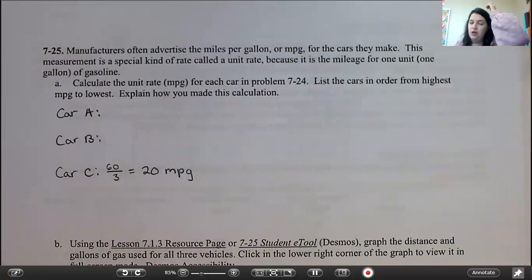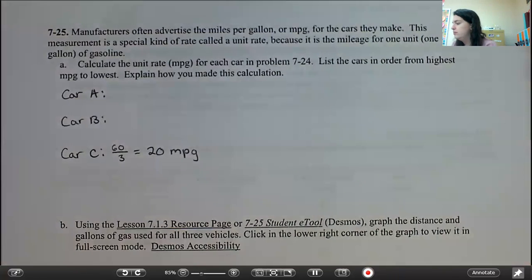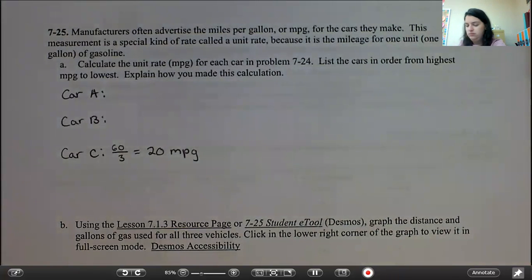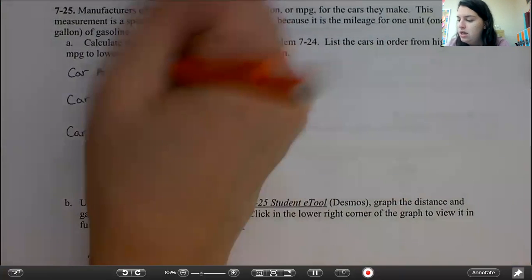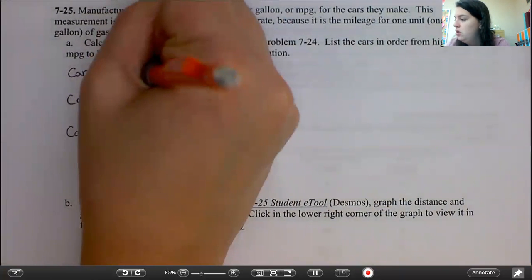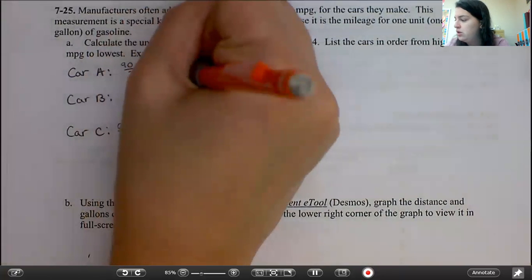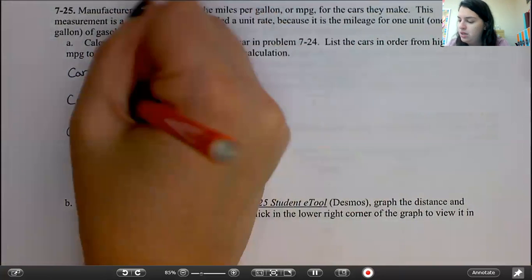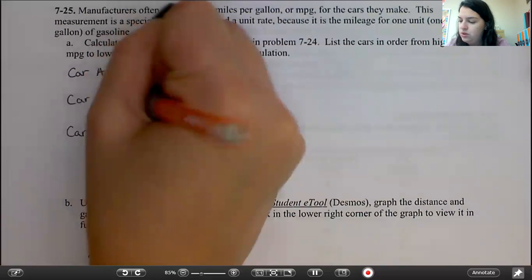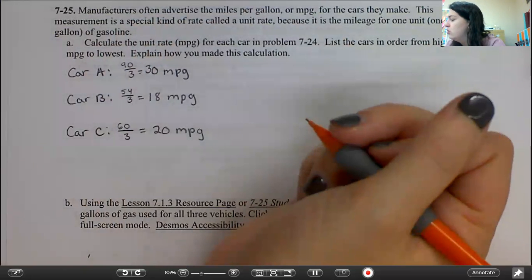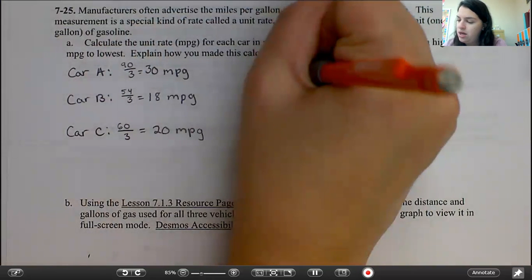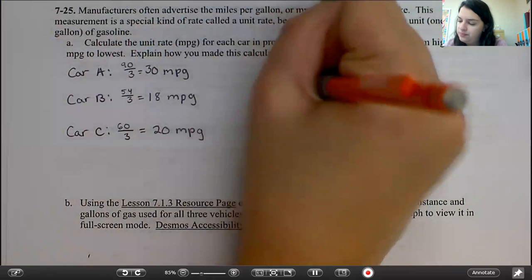I would like you to find the unit rate for car A and B. Go ahead and do that. Okay, if you're back with me, you found the unit rate for A and B, so let's take a look. For A, you should have had 90 over 3, which would have simplified to 30 miles per gallon. And for B, you would have had 54 over 3, which simplifies to 18 miles per gallon. So it wanted you to order them from highest to lowest. So it would have been car A, car C, car B.